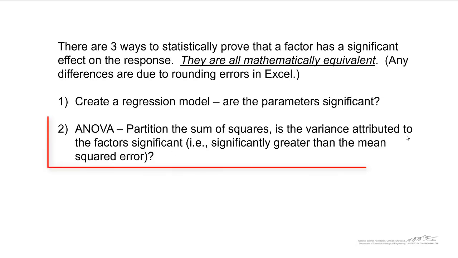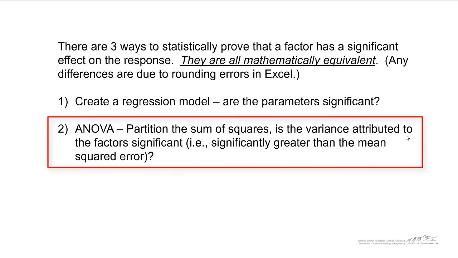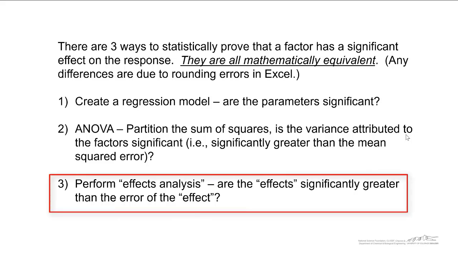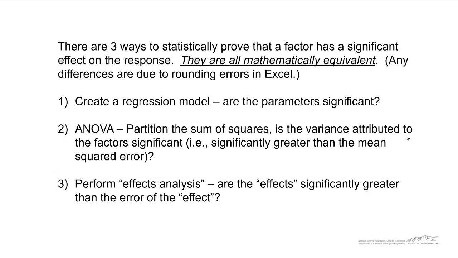The second technique is to use ANOVA. We can partition the sum of squares. Is the variance attributed to the factor significant? So that brings up the third one, effects analysis. Are the effects that we determined in the previous screencast significantly greater than an error of the effect? So number 3 here is what we'll be doing in this screencast.